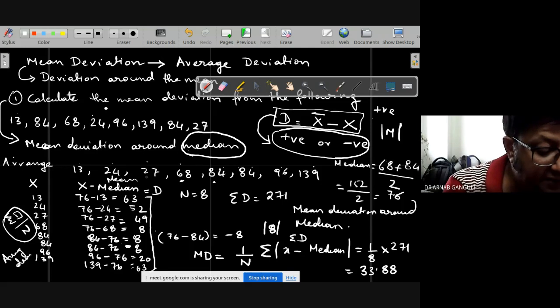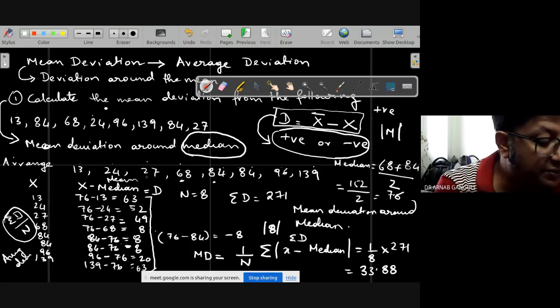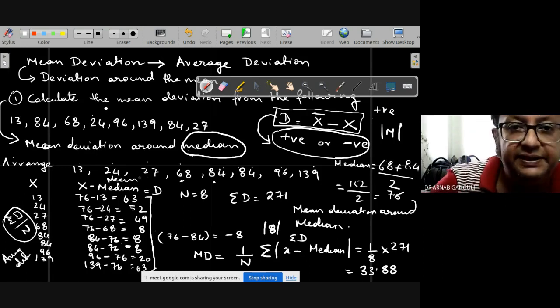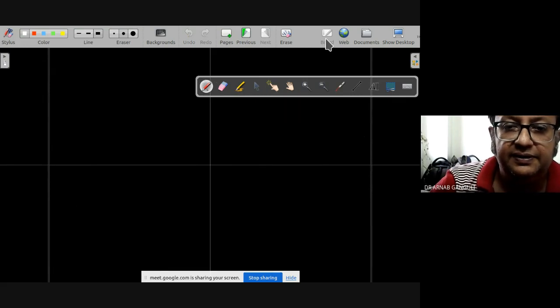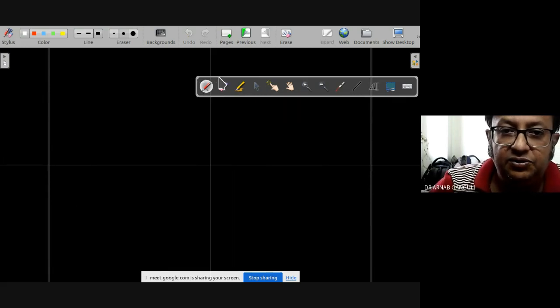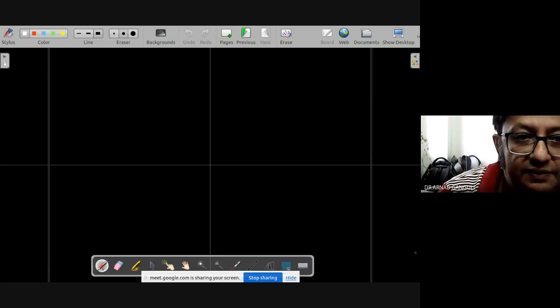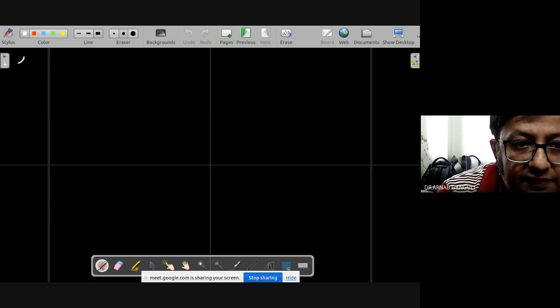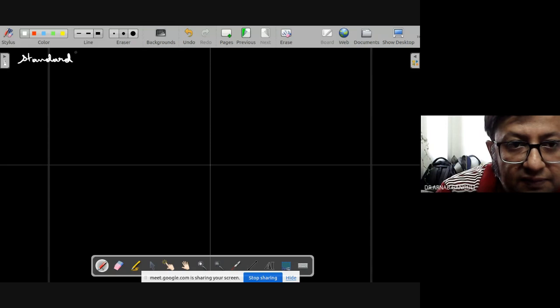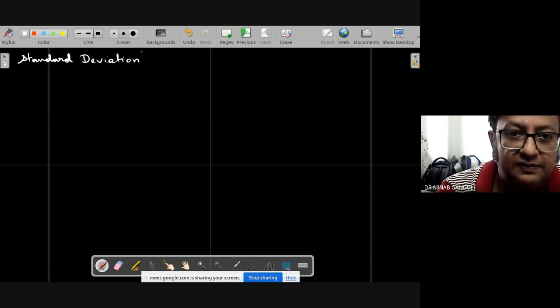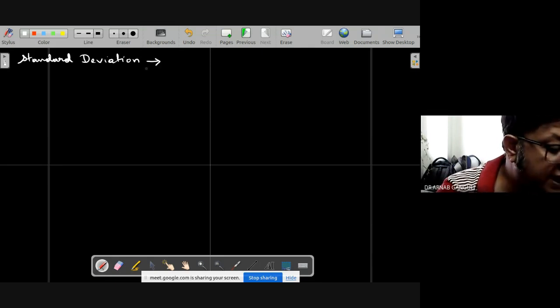Quartile deviation will not be needed. Now we come to the most important part, standard deviation. Average deviation is done. We come to standard deviation.